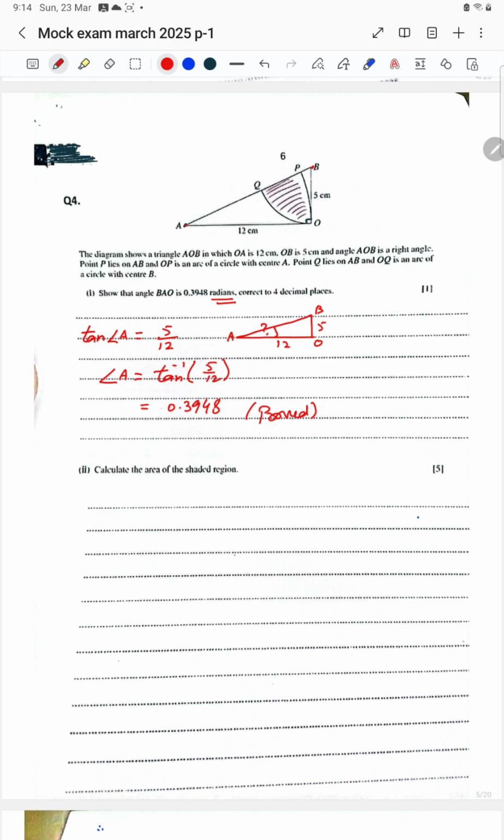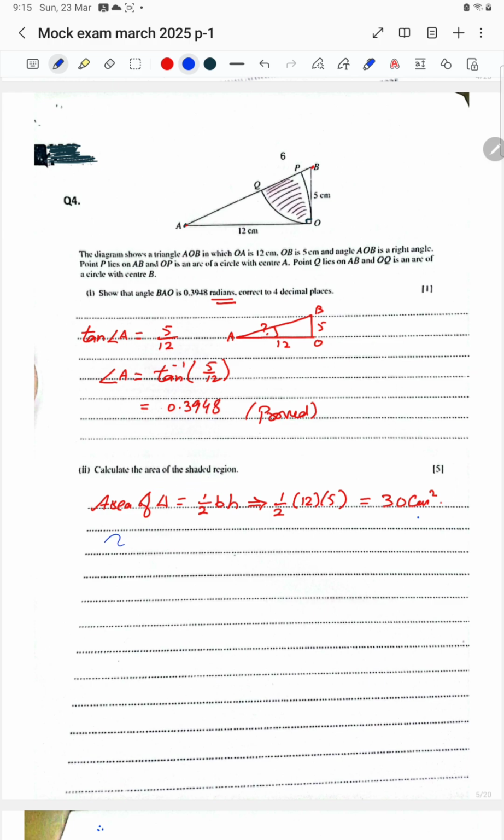Okay, now calculate the area of the shaded region. The area of the shaded region is confined in between two arcs, two sectors and a triangle. So first we'll find the area of the triangle. Area of triangle, because it is a right angle, half base into height, 1 by 2 times base 12 times height 5, so it will be 30 centimeters square. Okay, now we can find the area of the shaded region.